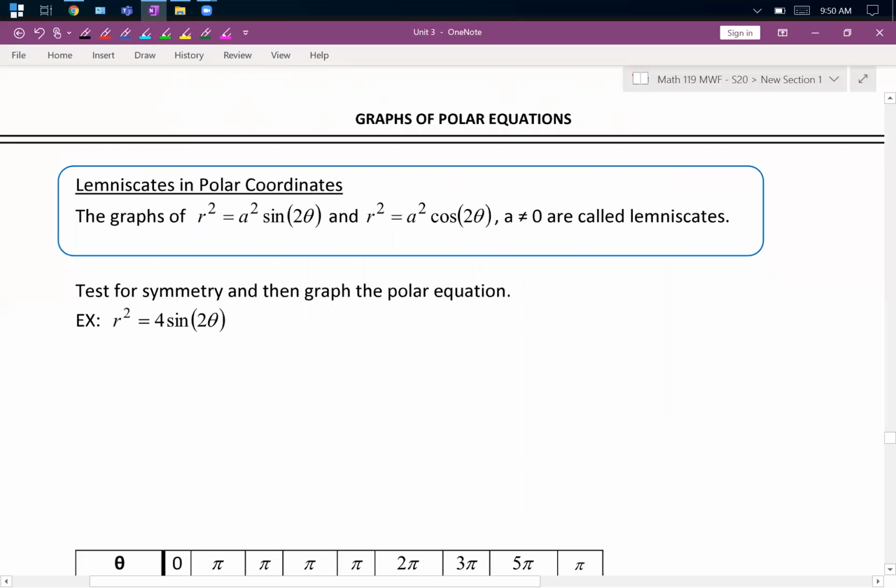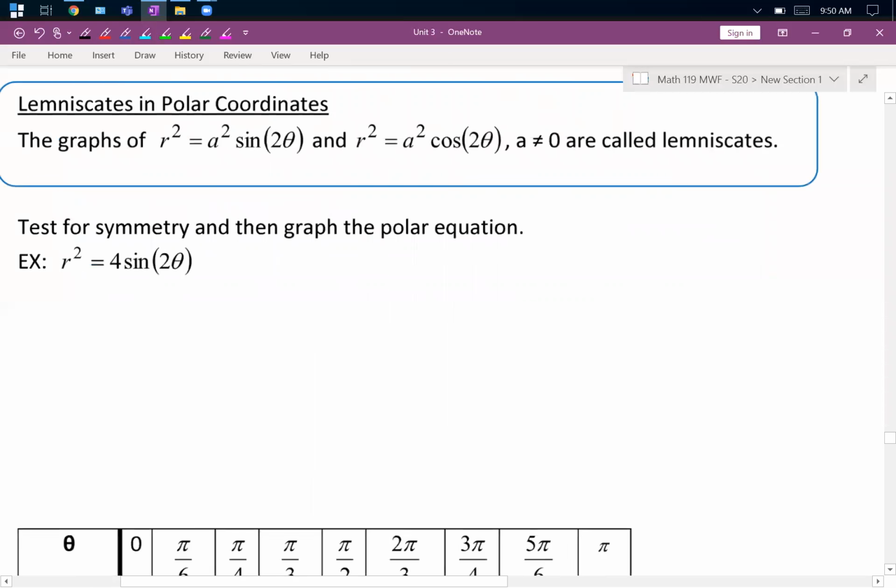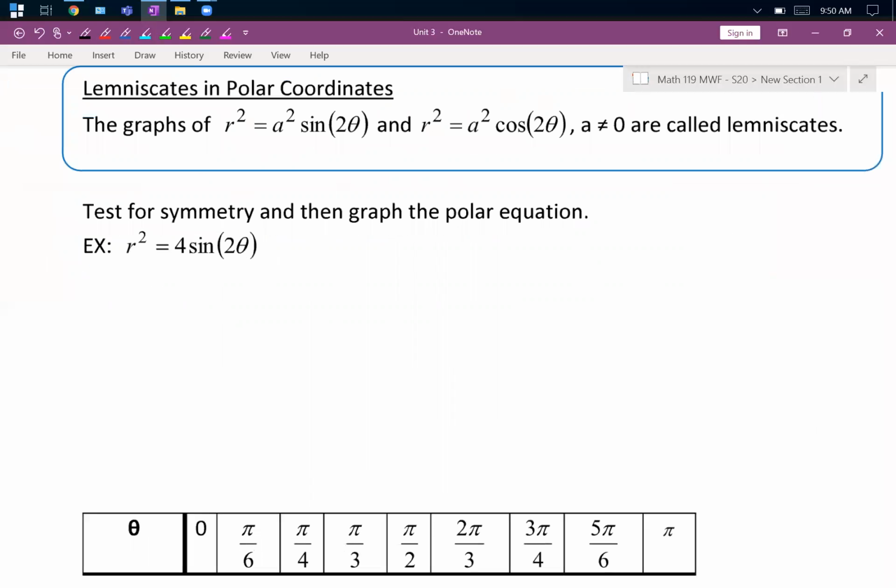Last one, this is when we're of the form r squared equals a squared sine of 2 theta, or r squared equals a squared times cosine of 2 theta. We'll test for symmetry.